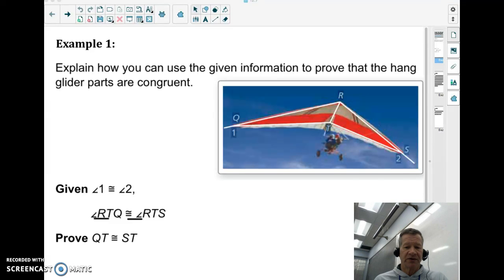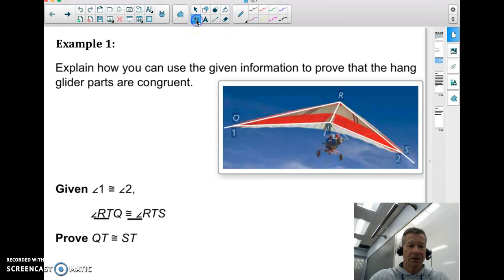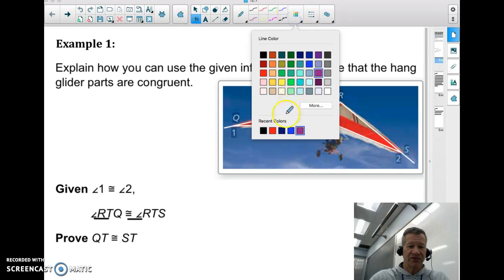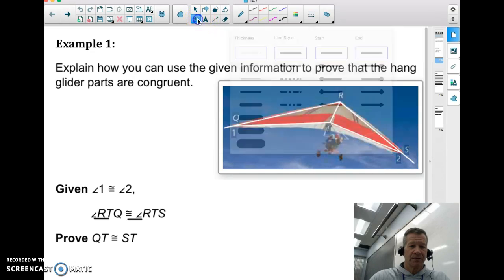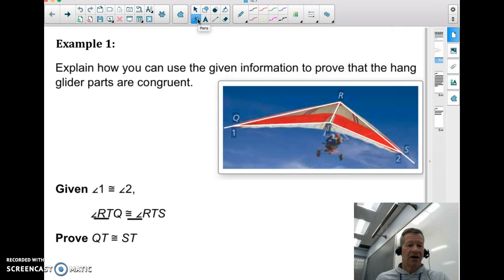Welcome to section 12.7. We are going to use our theorems for congruent triangles to just practice quite a bit and do a few examples where we get to practice using those to prove triangles are congruent. So let's start out.